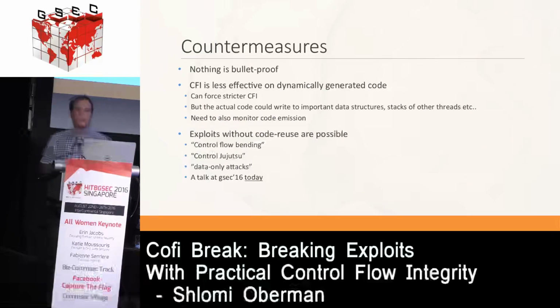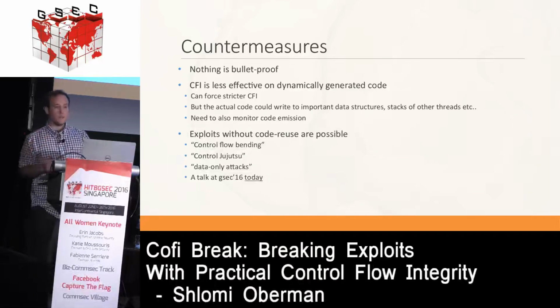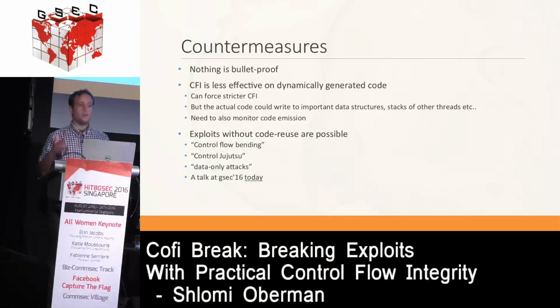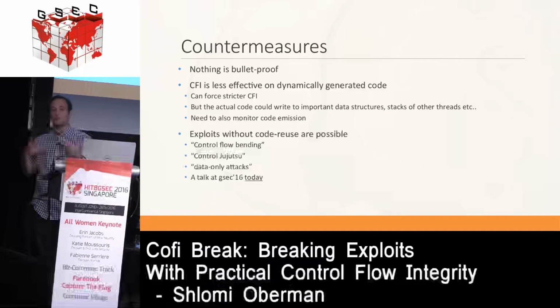A little bit about countermeasures, or how attackers will bypass these types of solutions. So, as I said, CFI is somewhat less effective on dynamically generated code because we don't actually know what the code looks like, because someone may be emitting code that does malicious stuff without breaking control flow integrity. And also, attacks without code reuse are possible. I believe there's another talk later on today that talks about a similar exploit. There has been some work on control flow bending, on how to bypass control flow integrity solutions using only data modifications.